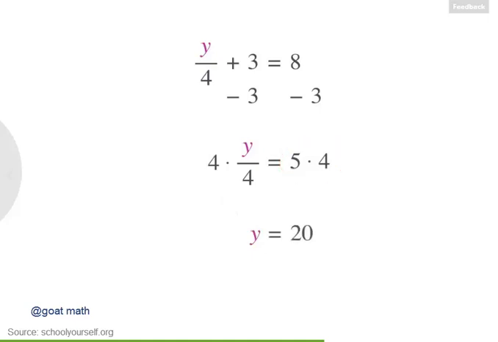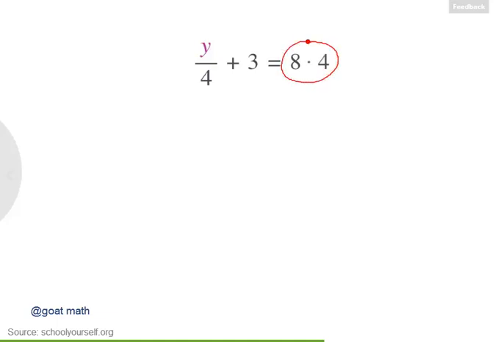Now, you could also have solved this another way. Instead of subtracting 3, let's first multiply both sides by 4. So on the right, we have 8 times 4. And on the left, you might be tempted to multiply by 4 like this. But this expression says you're just multiplying the first term by 4, and we wanted to multiply this whole expression by 4. We can do that by putting it in parentheses.